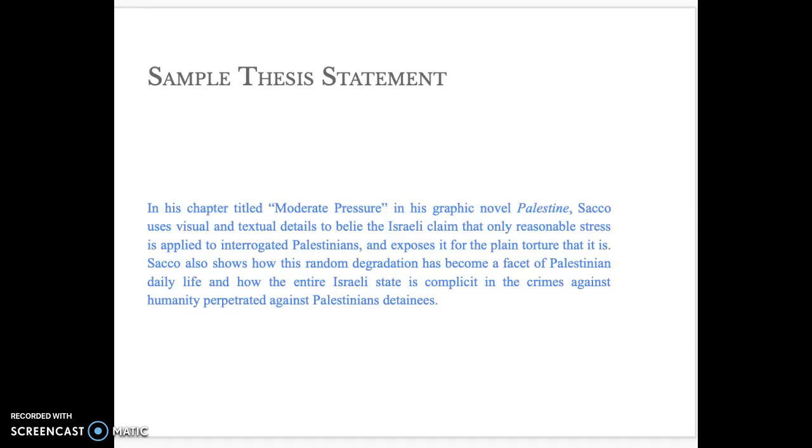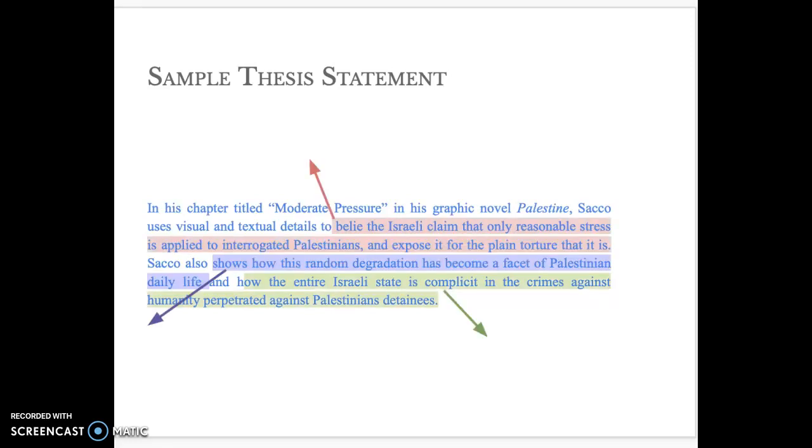Now, because a lot of work went into this thesis statement, it was done with the understanding that this thesis statement was going to control the entire essay. So if you look here at the three different colored highlights, the first, second, and third highlight become the first, second, and third sections, all right?